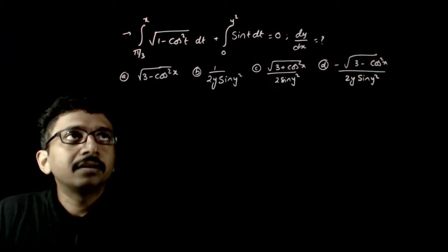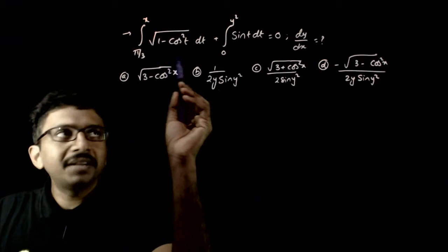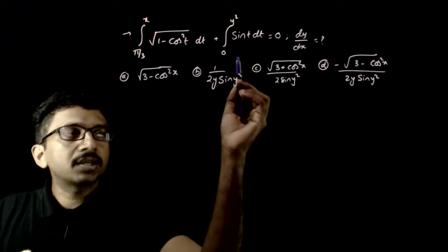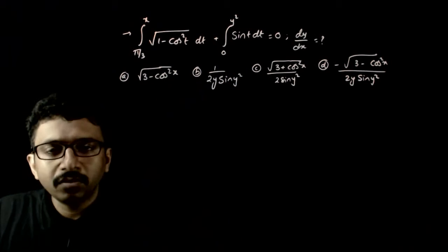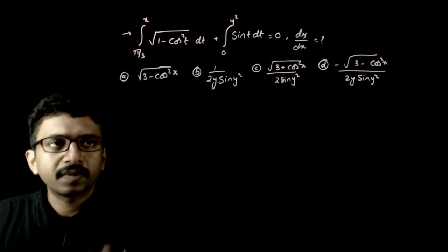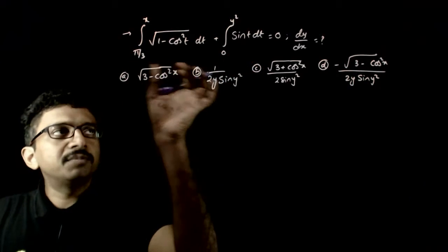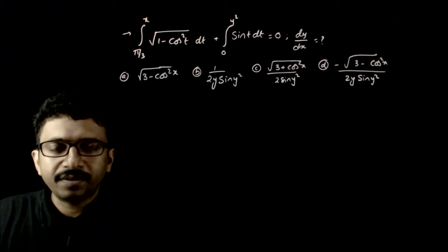So welcome students. In this question you are given the integral from pi by 3 to x of root of 1 minus cos square t dt, plus the integral from 0 to y square of sin t dt, is equal to 0. If that is so, you are asked to find dy by dx. So now you are given an equation in terms of integrals and you are asked to find the differentiation.